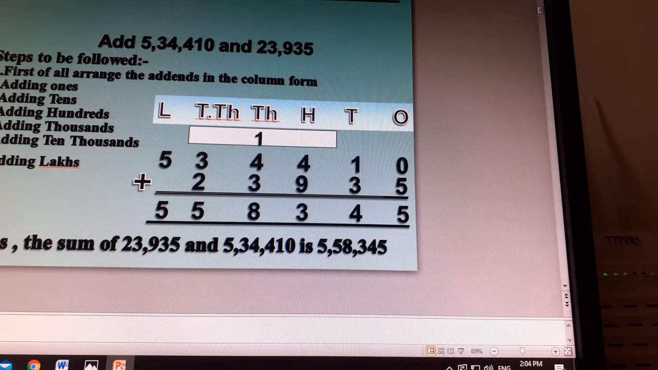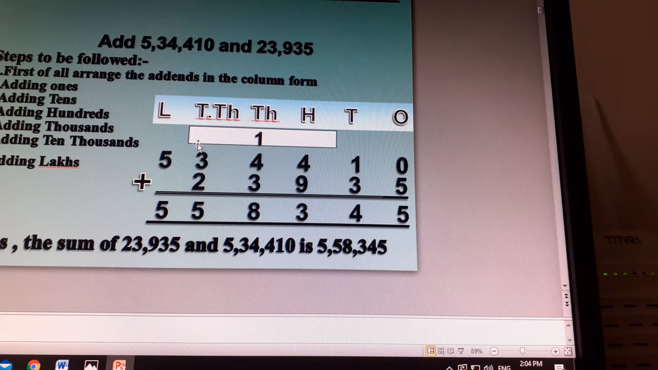Now you are seeing in this example, 5,34,410 and 23,935. First of all, we arrange these two numbers in column form. You are seeing there are 6 place values: 1s, T for 10s, H for 100s, TH for 1000s and TTH means 10,000, and in the last, lakh.